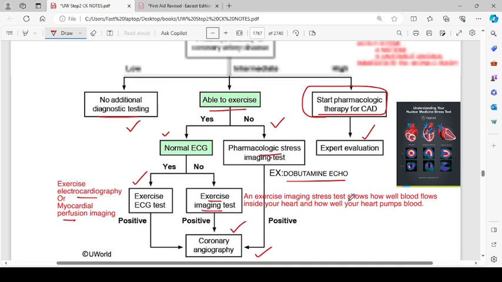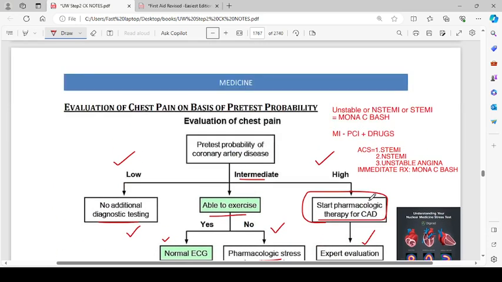An exercise imaging stress test shows how well blood flows inside your heart and how well your heart pumps the blood. And here you can see that for unstable angina, NSTEMI or STEMI, we can treat with MONA C BASH. So it is morphine, oxygen, nitrates, aspirin. C was for coronary angiography, I guess. B is for the beta blockers. A is for ACE inhibitors, and SH also stands for something, I don't know.